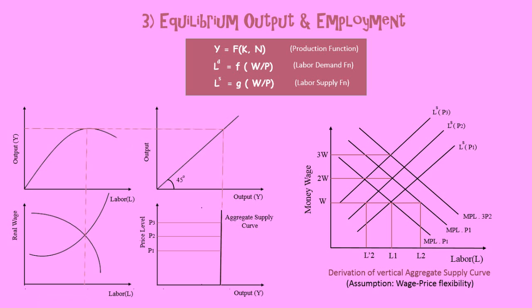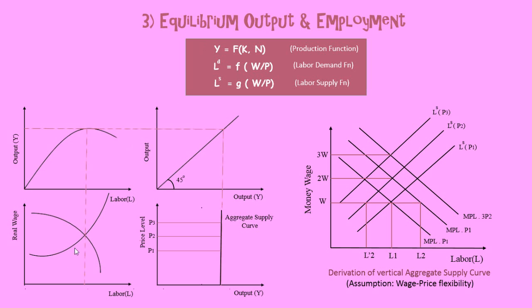And labor supply is positively related to the real wage. That means higher the real wage, higher the labor supply by the workers. Now, incorporating these relationships, we need to determine how the output, employment, and real wage are classified in the classical system.